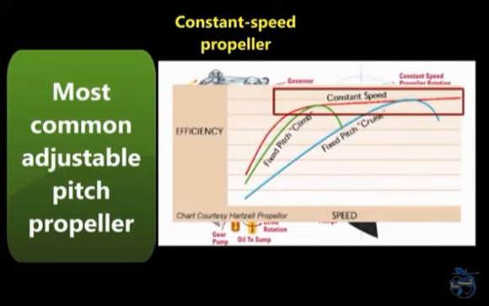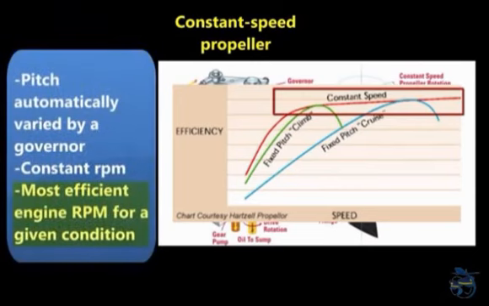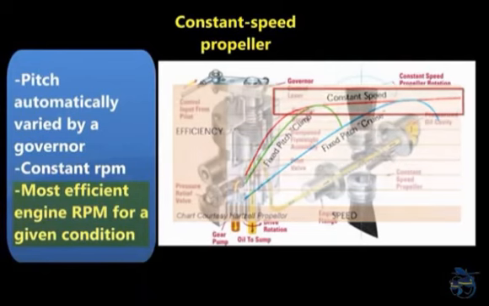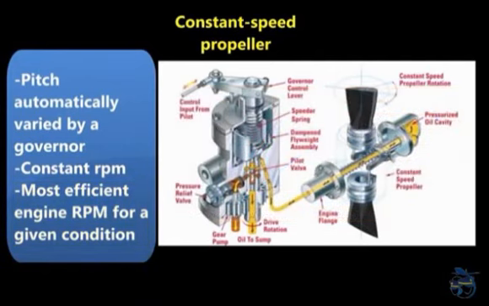A constant speed propeller is more efficient than other propellers because it allows selection of the most efficient engine RPM for the given conditions. An aircraft with a constant speed propeller has two controls, the throttle and the propeller control. The throttle controls power output, and the propeller control regulates engine RPM. This in turn regulates propeller RPM, which is registered on the tachometer.